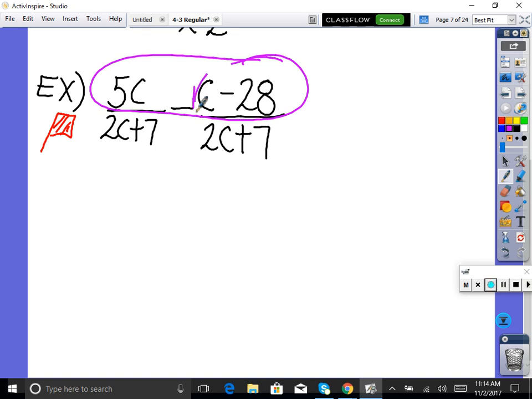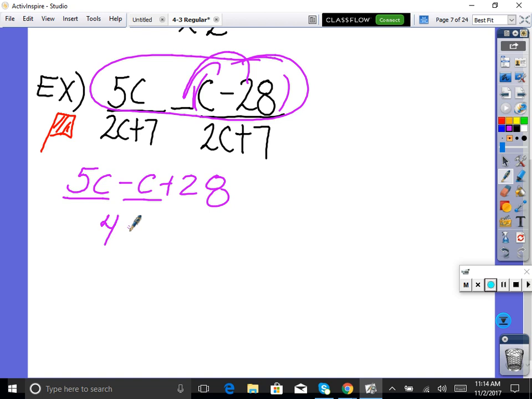Because people miss subtraction. So there's really a -1 right there. So with the numerator, we have 5c, -1 times c is -c, -1 times -28 is plus 28. So that's our numerator. Combine like terms. 5c minus c is 4c, so we have 4c plus 28 on top. And then on bottom, 2c plus 7.